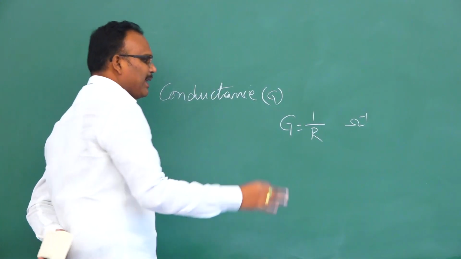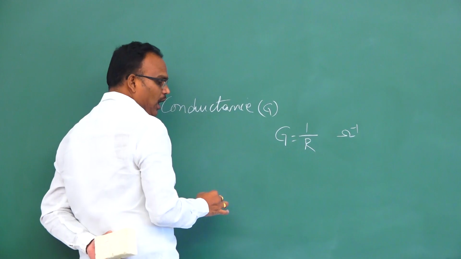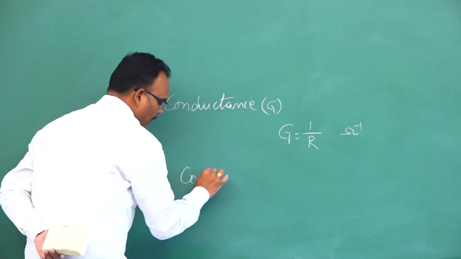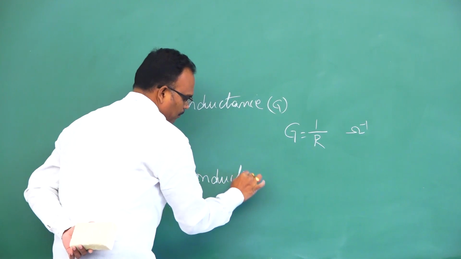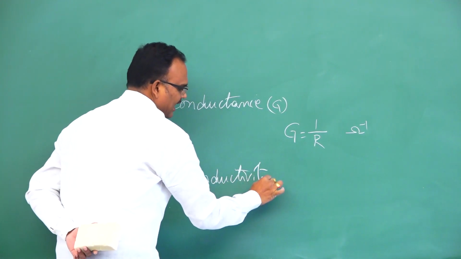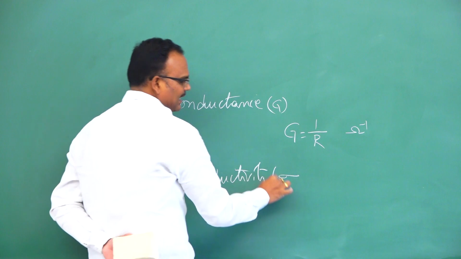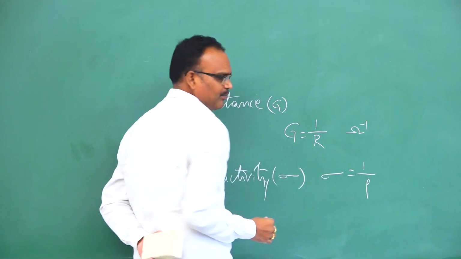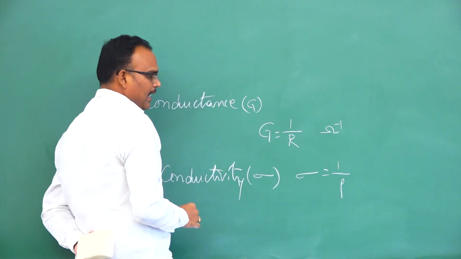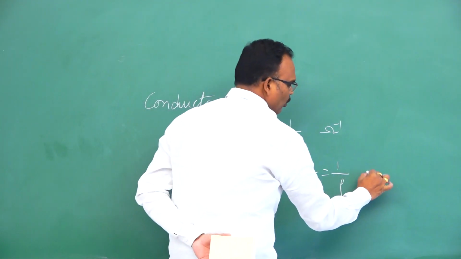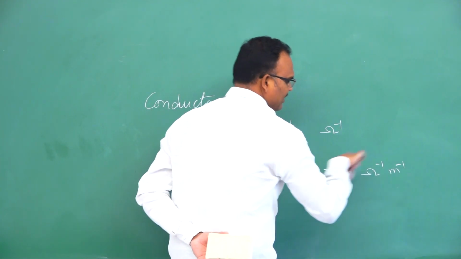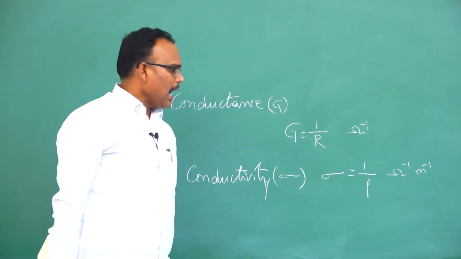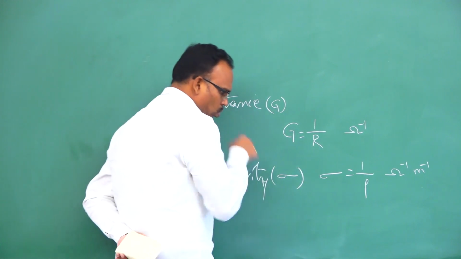Okay. Similarly, reciprocal of resistivity is called conductivity. Conductivity is denoted with the letter sigma. Conductivity is a reciprocal of resistivity. So unit becomes ohm inverse meter inverse. Okay, these two things you have to remember.